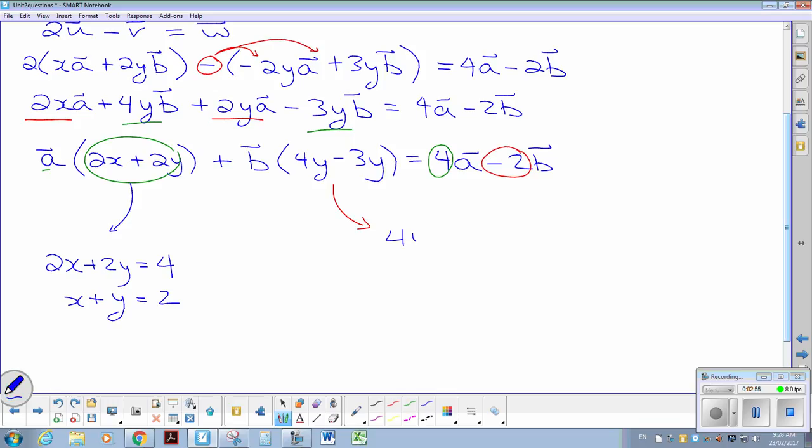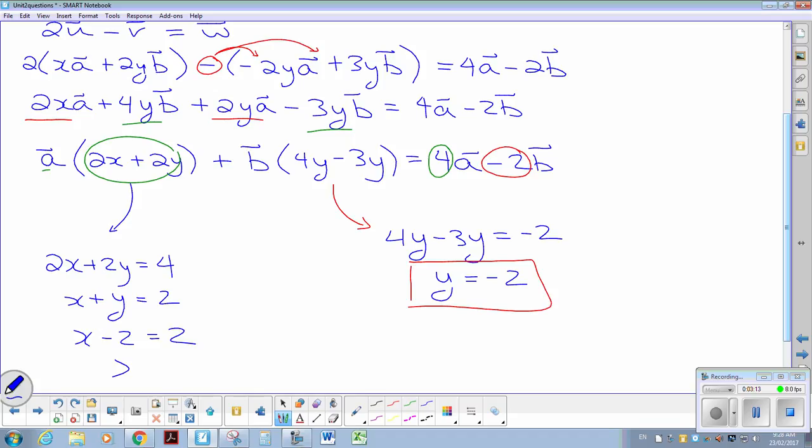Can't take that any further, but I know that the b vector has to result in a negative 2. So the coefficient 4y minus 3y has to equal negative 2. 4y minus 3y, they're like terms. So right away, I can find that my y is negative 2, which allows me to finish up over here, and I get x equals 4. So therefore, to make that work, x has to be 4, and y has to be negative 2.